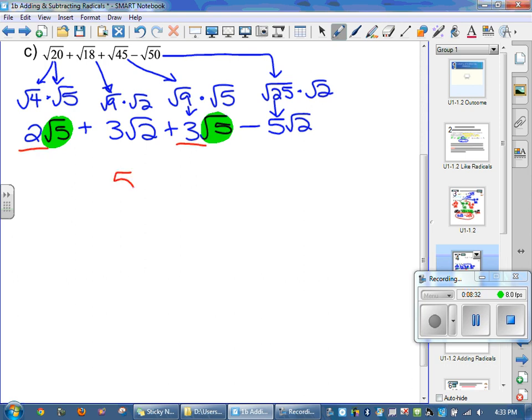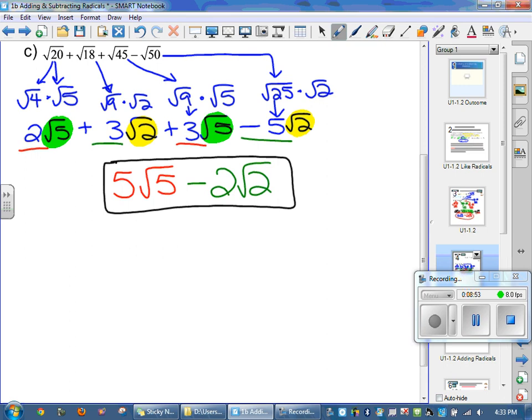Then I've now got root 2. So I'm going to take all the root 2's and add their coefficients. So I've got a positive 3 and a negative 5. That's going to give me a negative 2 root 2. So my final answer becomes 5 root 5 minus 2 root 2. Do you have to write it in that order? No. It is also correct to write the negative 2 root 2, and then add your positive 5 root 5 at the end. So either is correct.